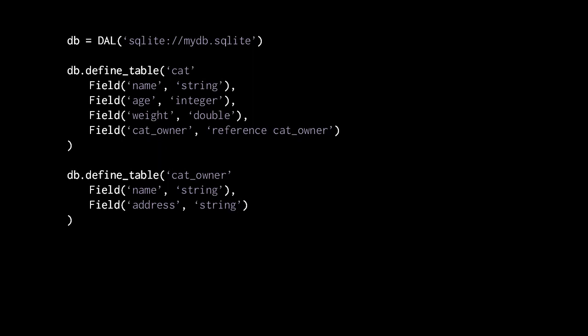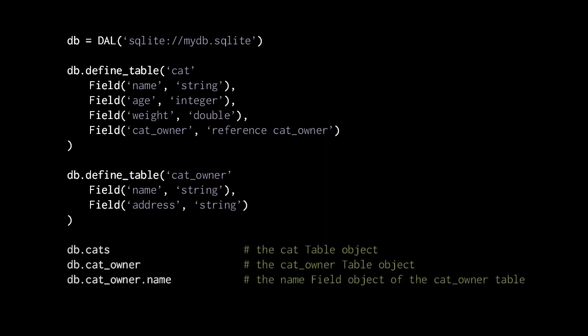Having now defined these tables, the connection object db will have an attribute for each table we defined. So there's now db.cat, which returns the table object representing that table, and db.cat_owner returns the table representing the cat_owner table. And within each table object, you have an attribute representing each column. So within the cat_owner table, there's .name, which returns the field object representing that column.